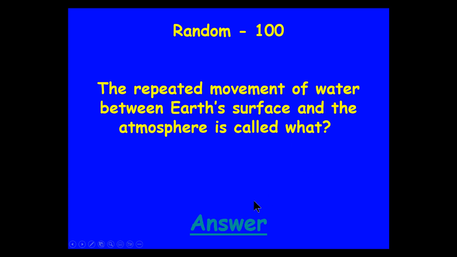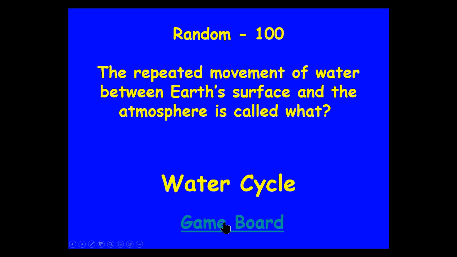The repeated movement of water between the Earth's surface and the atmosphere is called what? I'll give you a hint: it has transpiration, it has evaporation, it has condensation, it has runoff, it has percolation, precipitation. That'd be the water cycle.